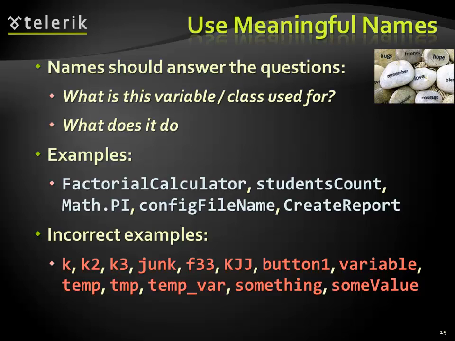And bad names would be k. So what does k mean? Not clear. K2, K3. It's not good to use numbers, they don't add quality. Using words that are meaningless like junk, F33, KJJ. Button 1 is a good example that we have probably all encountered, where instead of renaming the button to what it is doing, like button submit, it's just called button 1. So it's not very clear by just looking at the code what button 1 does and what it is responsible for. Using names like variable, which is non-descriptive and meaningless, you should try to avoid that. Names like temp, var, something, some value, all these names are meaningless.